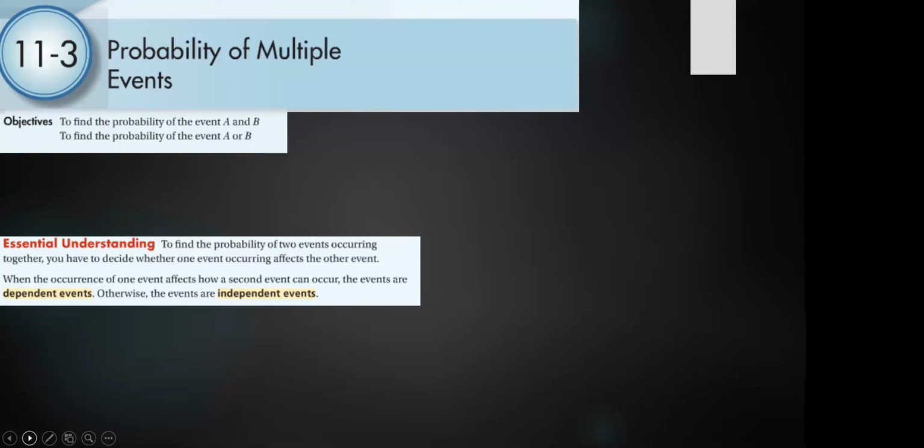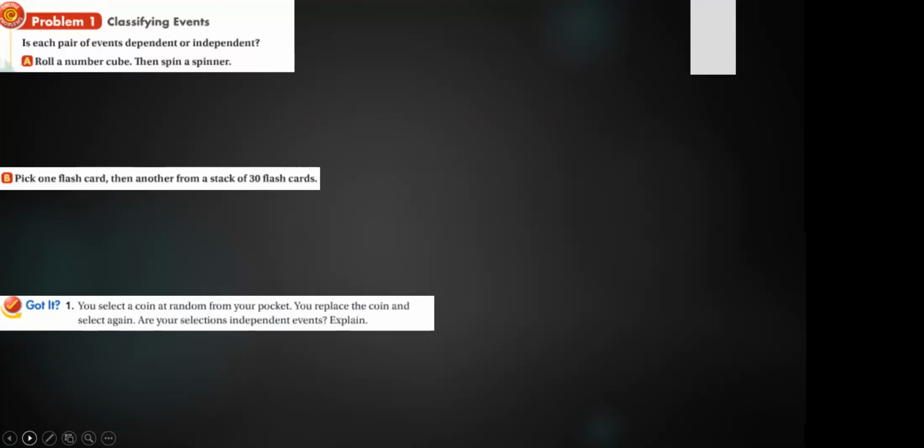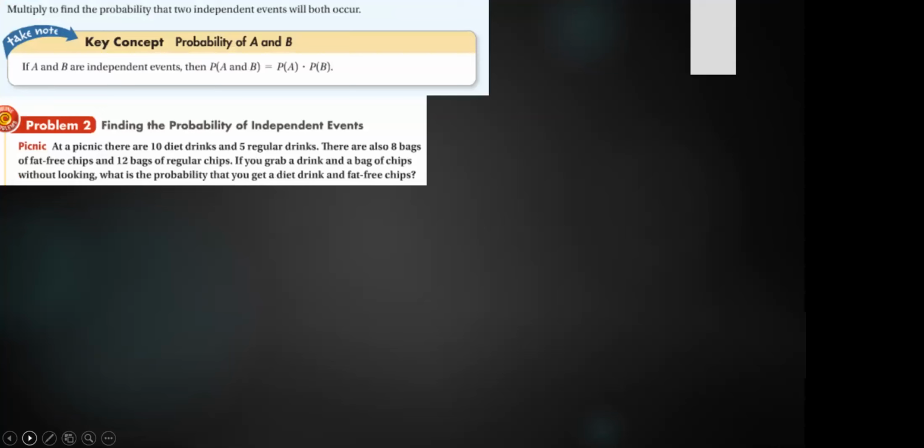We talked about the difference between dependent and independent events. Dependent means that the occurring of event A affects the occurring of event B. Independent means that event A doesn't have any effect on event B.